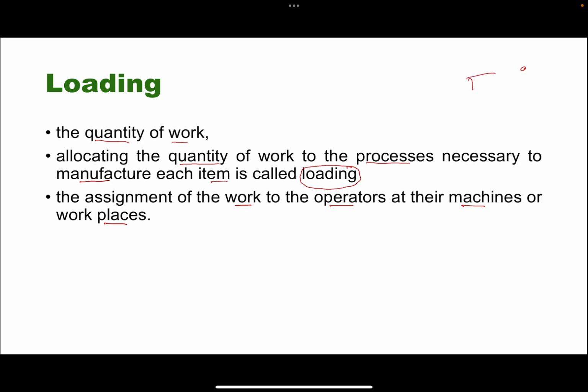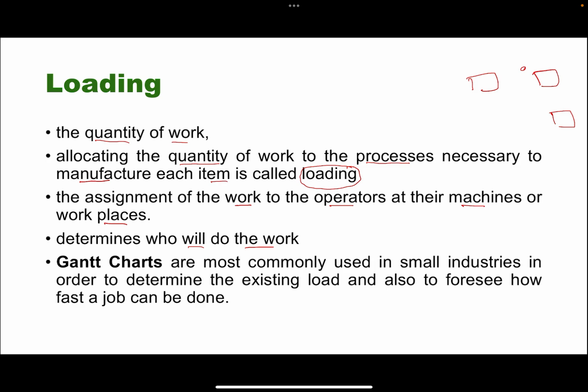For example, for each workstation you have different operators, and we need to allocate the work to be done by each operator and machine. That will be determined by loading. So it basically determines who will do the work and which machine will carry out the work. One common tool used for loading is the Gantt chart, commonly used in small industries to determine the existing load and also to foresee how fast a job can be done.